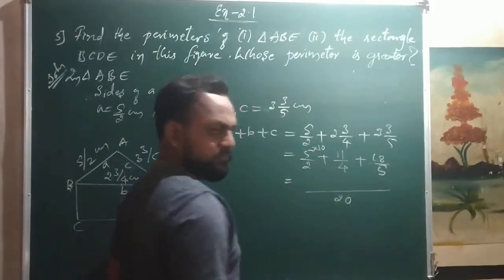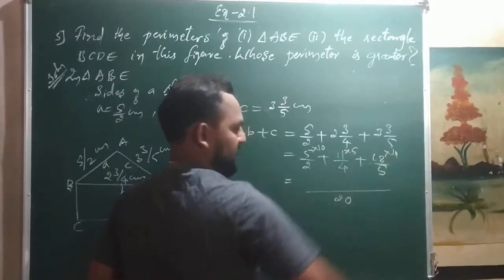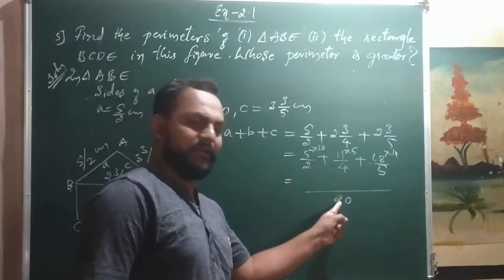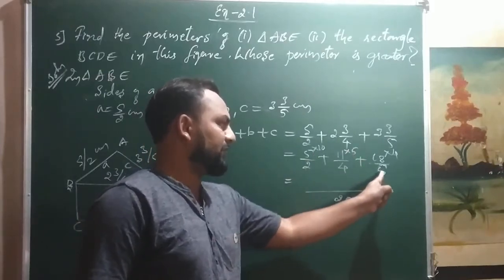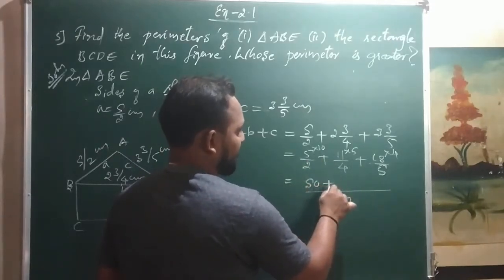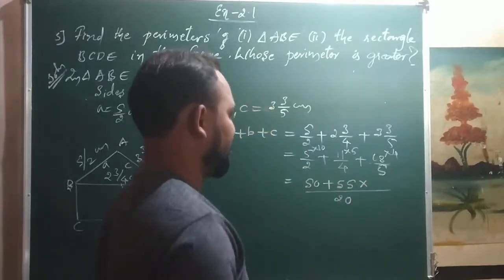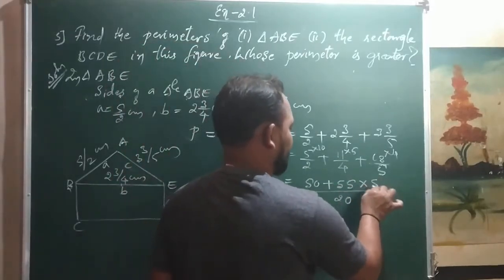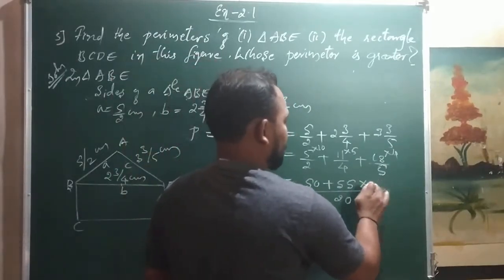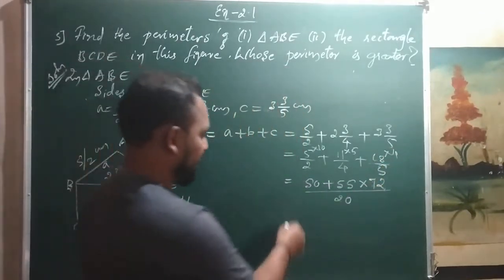Next, 2 10s are 20, 4 5s are 20, 5 4s are 20. Okay, 5 10s are 50 plus 11 5s are 55, then 18 4s are 72. Here 10 4s are 40, sorry.